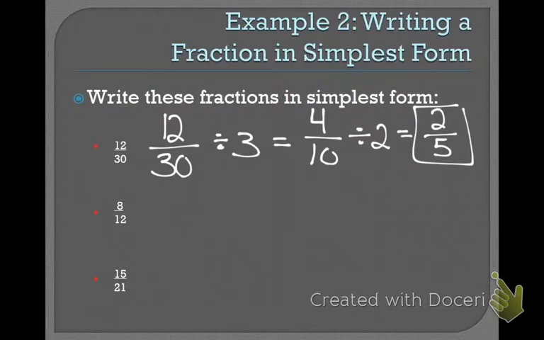Okay, so try to find that GCF. Now, if it's just a massive fraction, just start off by dividing by 2 or 3 and knock it down until it gets to a point where you can just go ahead and reduce it. Don't spend 20 minutes trying to find the GCF. Does that make sense? All right, so go ahead and reduce the next two fractions, 8/12 and 15/21.